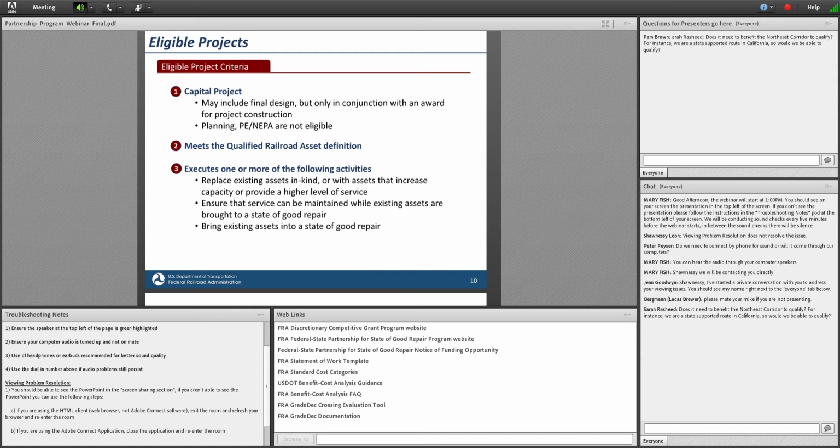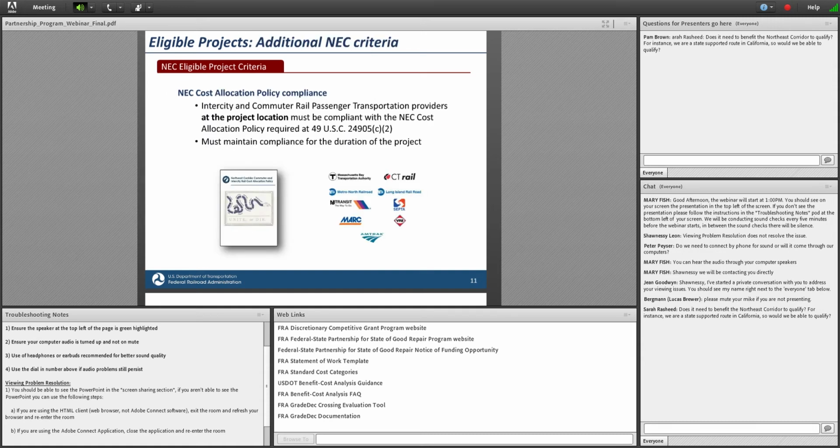If you're on the Northeast Corridor, again, as that territory was defined up above, there's an additional criterion, and that is compliance with the Northeast Corridor cost allocation policy. And this applies to the intercity and commuter rail passenger transportation providers who provide service at the project location where the assets in question are located. Those providers providing service there, they must be compliant with the cost allocation policy, and they must maintain their compliance through the duration of the project. We are looking for applicants to indicate affirmatively in their applications their compliance status with the cost allocation policy.